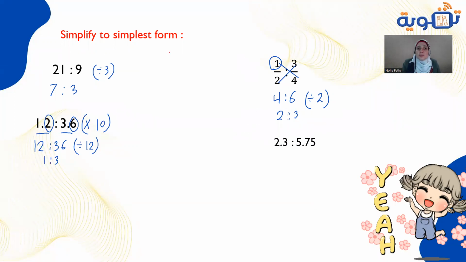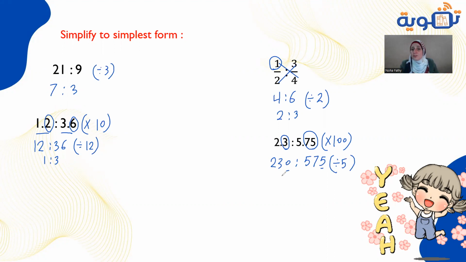2.3 to 5.75. Now I will multiply by 100. Why? Because we have two digits after the decimal point in one number and one digit in the other, so I will choose the biggest number of digits. We have here two digits and 100 has two zeros. Multiply by 100 and it gives 575 and here 230. Simplify, divide by 5, because the units digit is 5 and 0, which equals 46 and here 115. Simplify again, divide by 23, equal to 5.